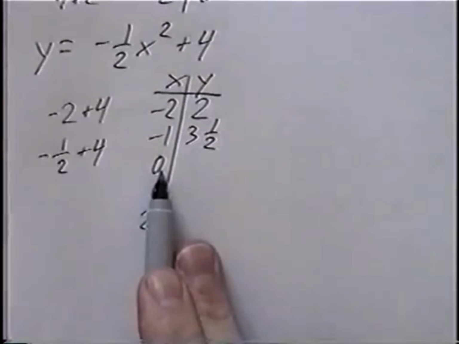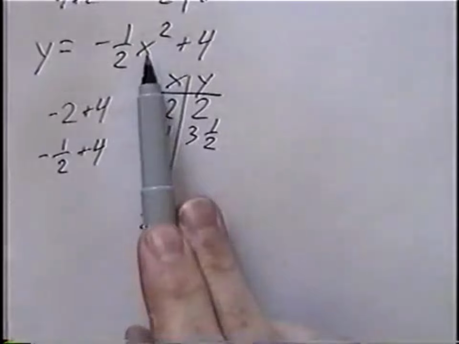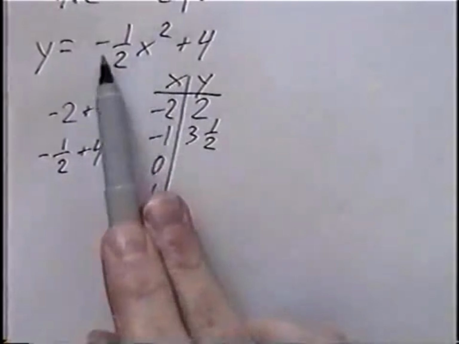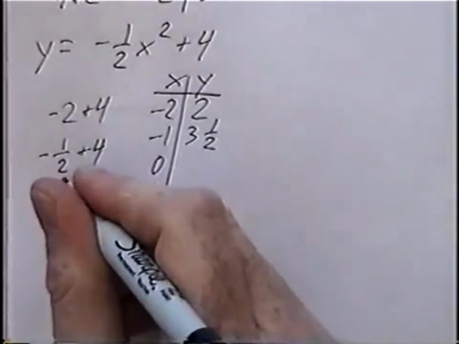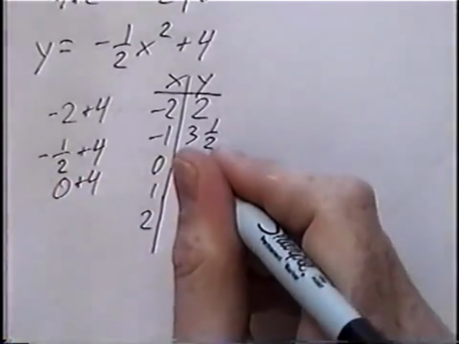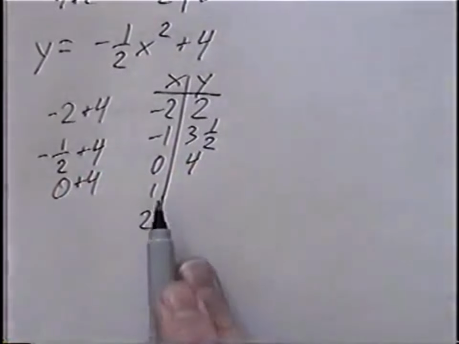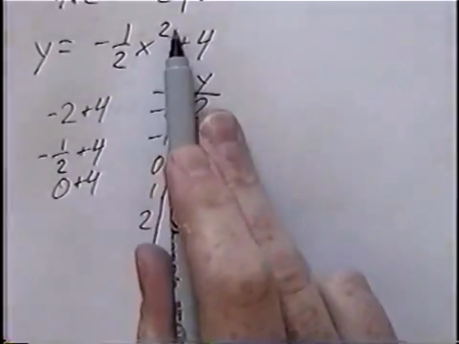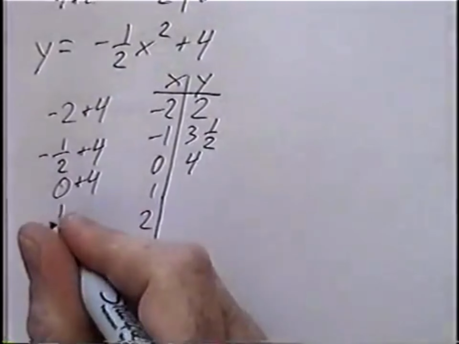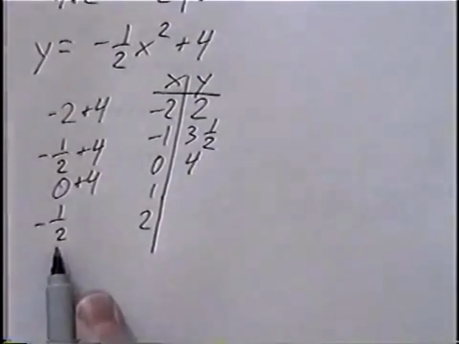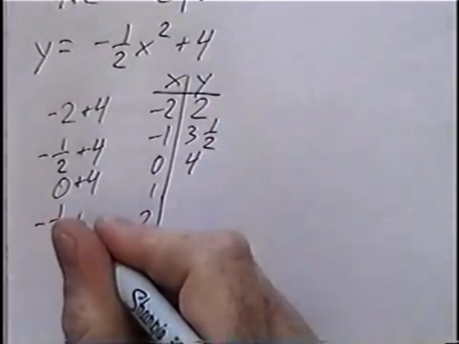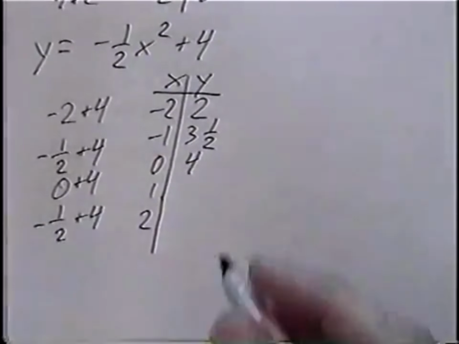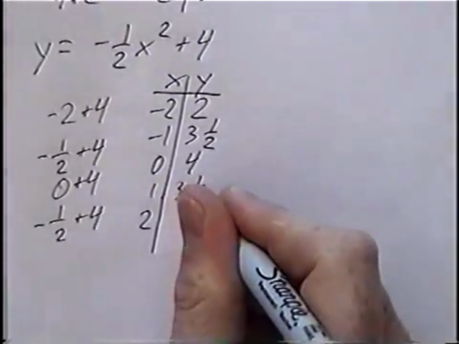Plugging a 0 in. 0 squared would be 0. Half of 0 would still be 0. -0 would still be 0. And adding 4 to that would be +4. Plugging a 1 in. 1 squared would be +1. Half of 1 would be 1/2. And that negative out front makes it -1/2. +4. And again, it's the same thing as 4 minus 1/2, which would be 3.5.